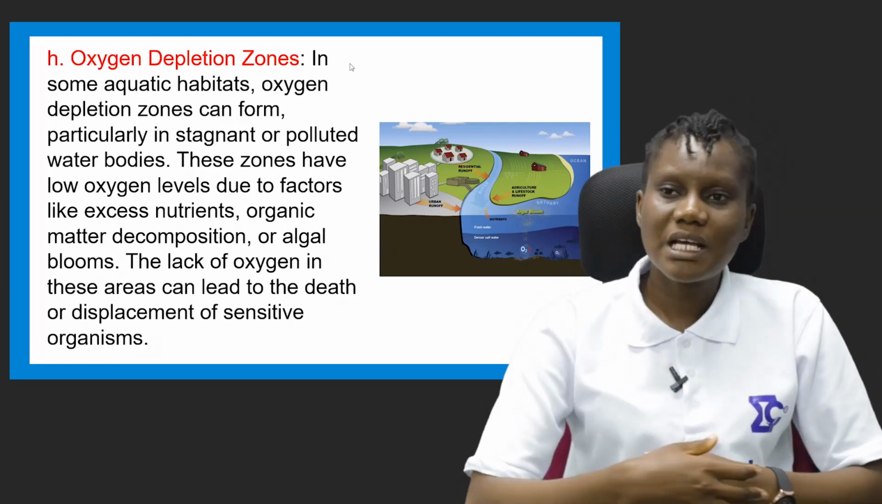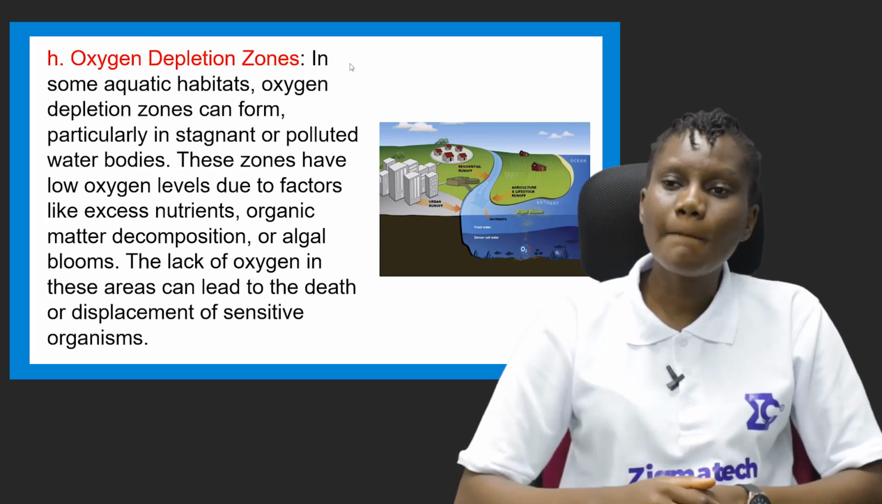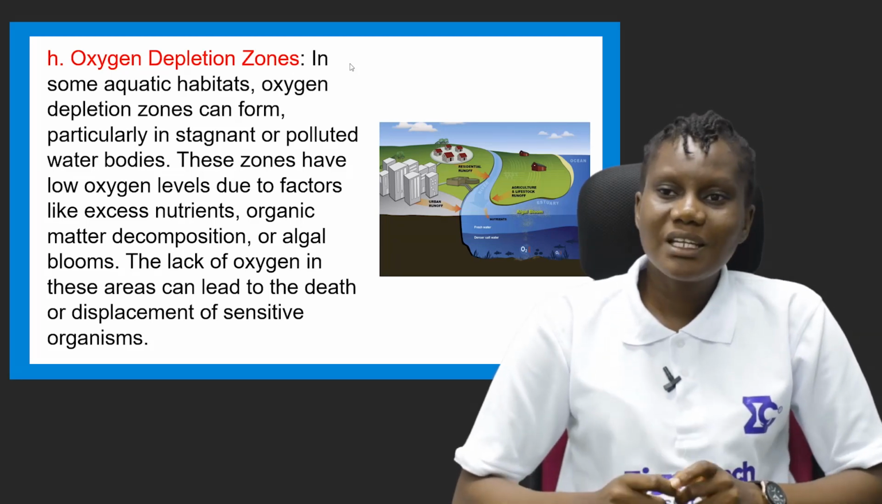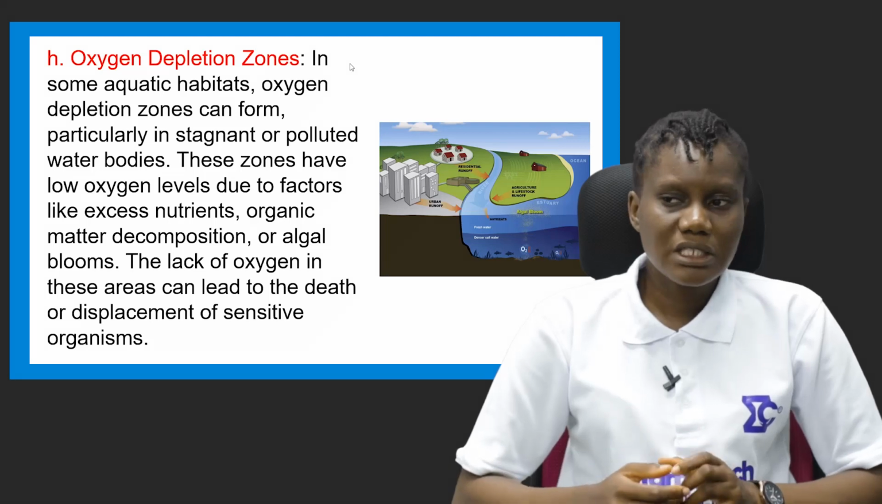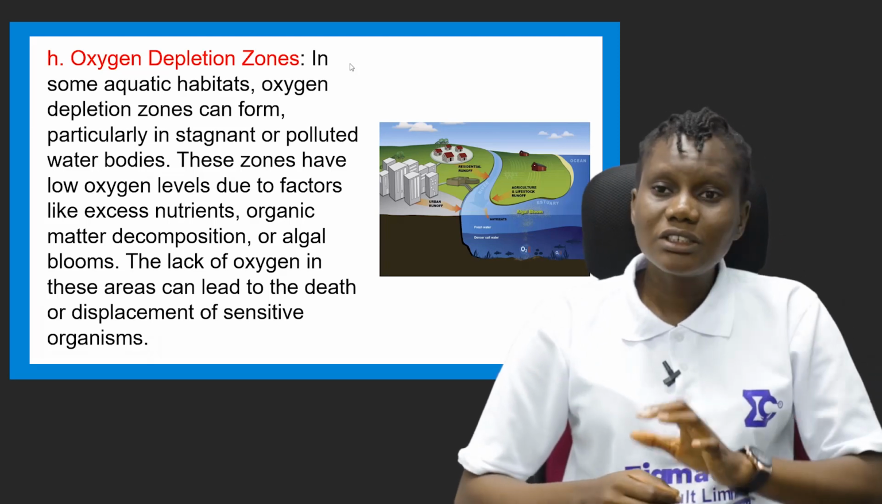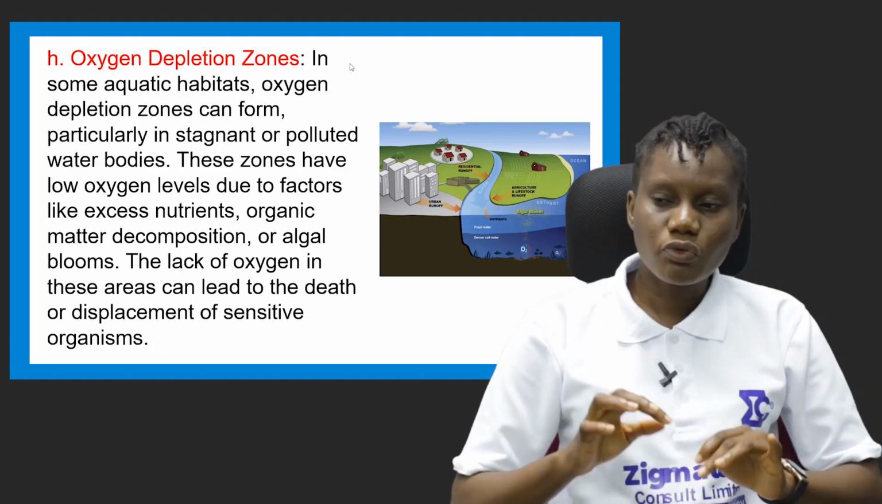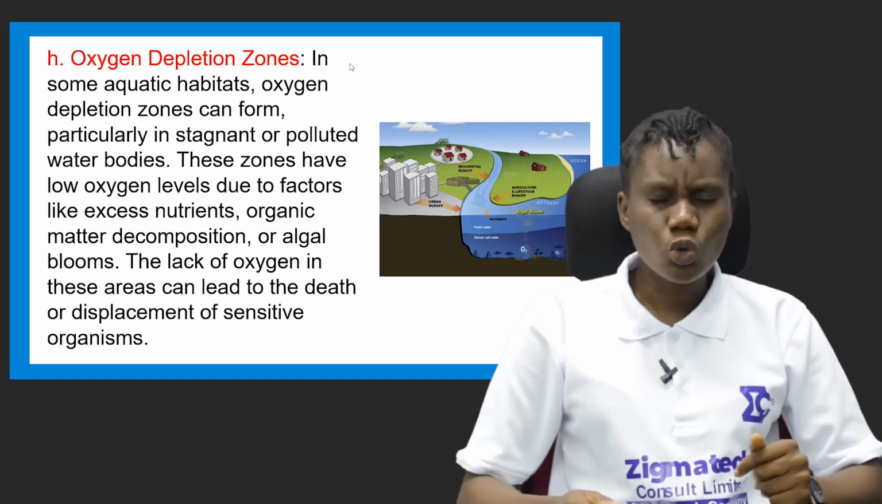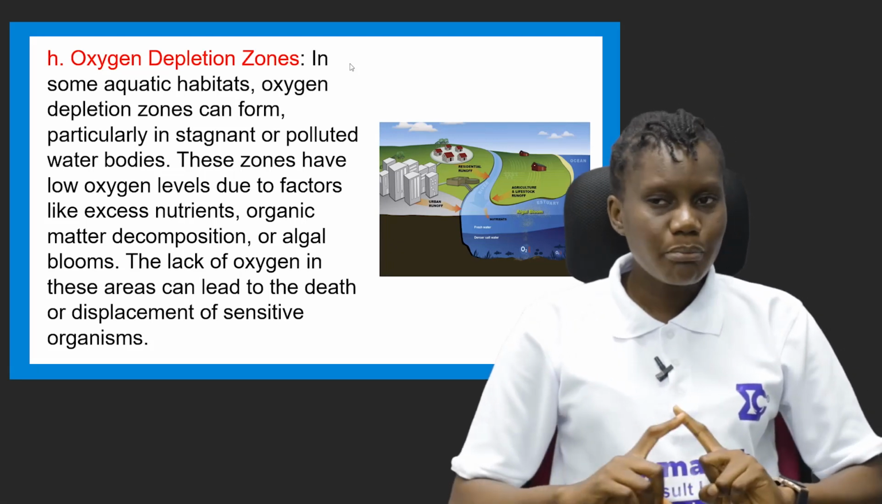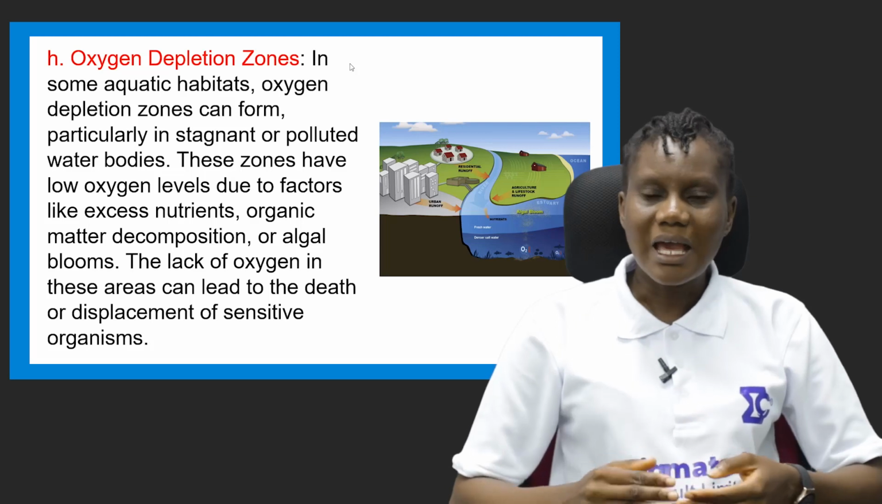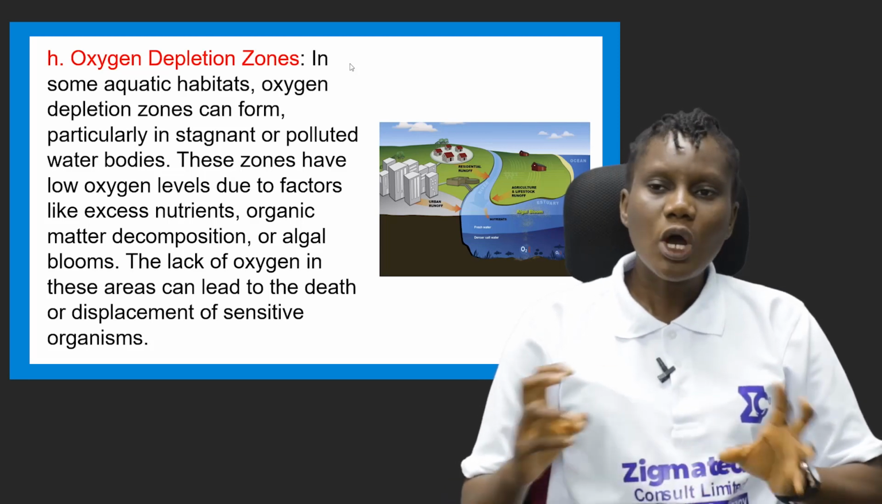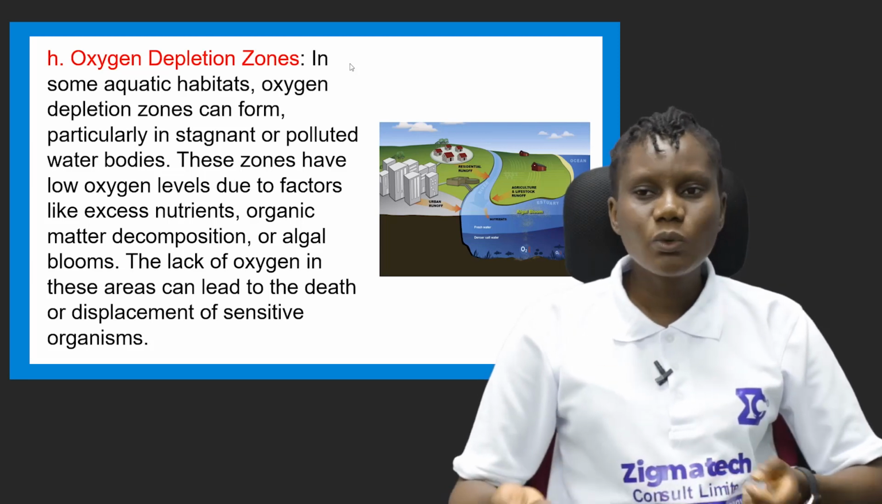In some aquatic habitats, oxygen depletion zones can form, particularly in stagnant or polluted water bodies. I know by now you already know that oxygen is rich. You'll find oxygen in fast-moving water. So stagnant water might probably not have enough oxygen for organisms to survive. They're also polluted water bodies.